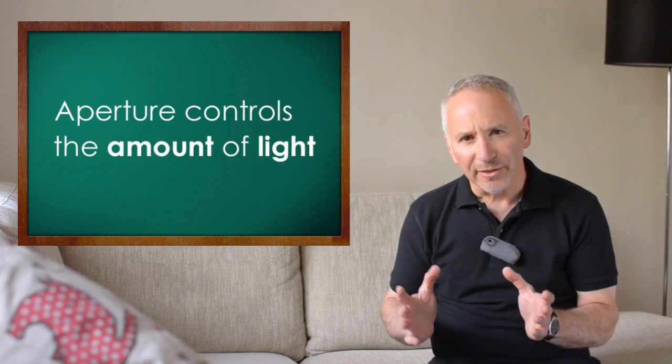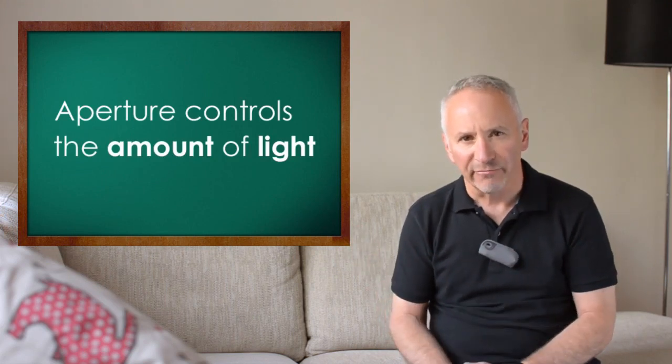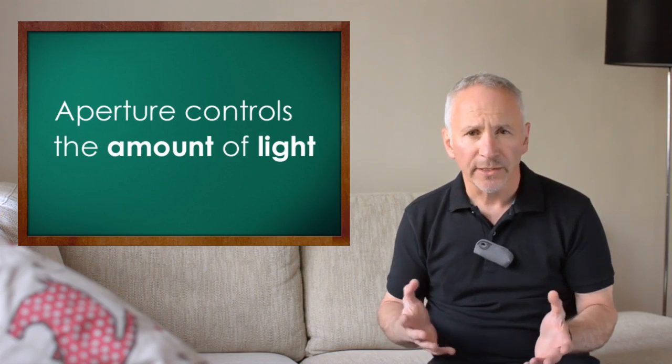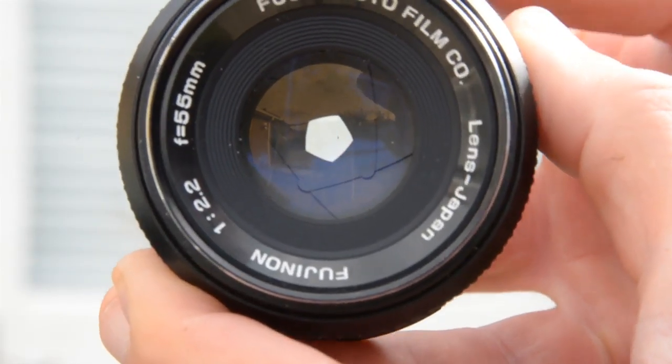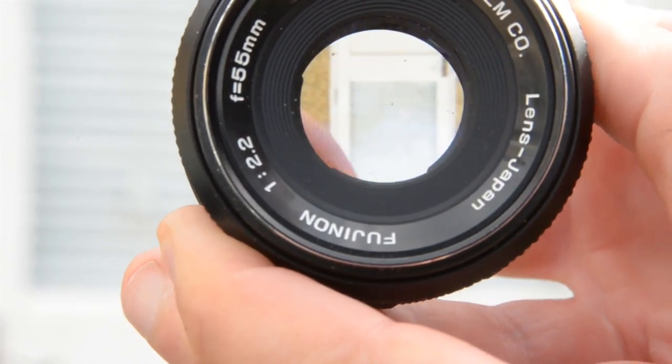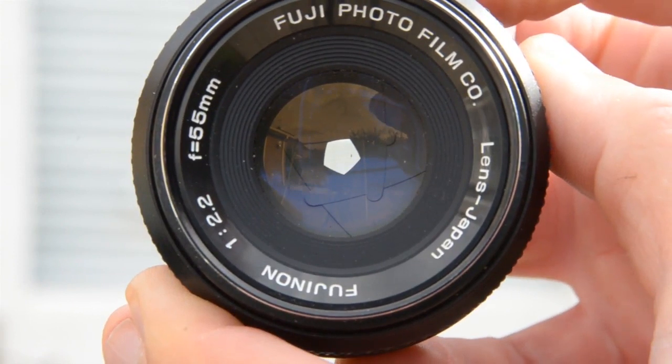So the aperture controls the amount or the quantity of light coming into the camera, and the aperture is always open to one degree or another. When the aperture is opened up, then more light is let through, and obviously when the aperture is closed down, less light is let through.